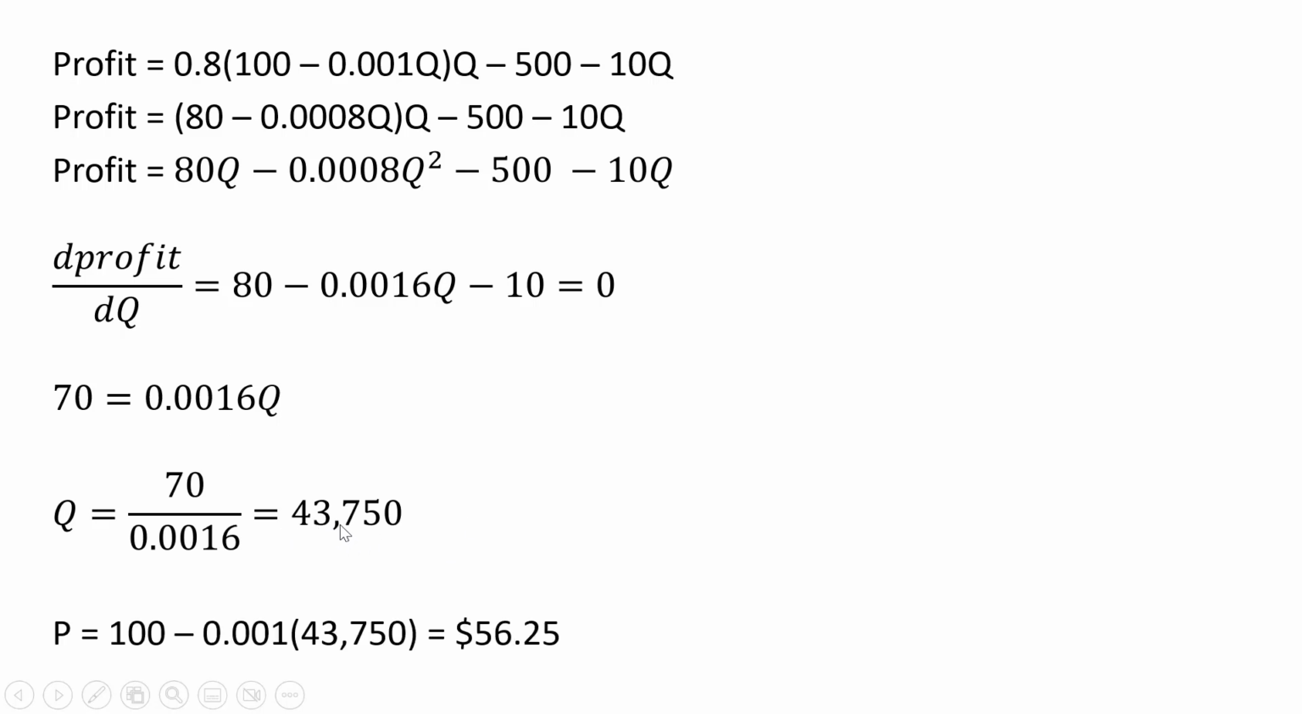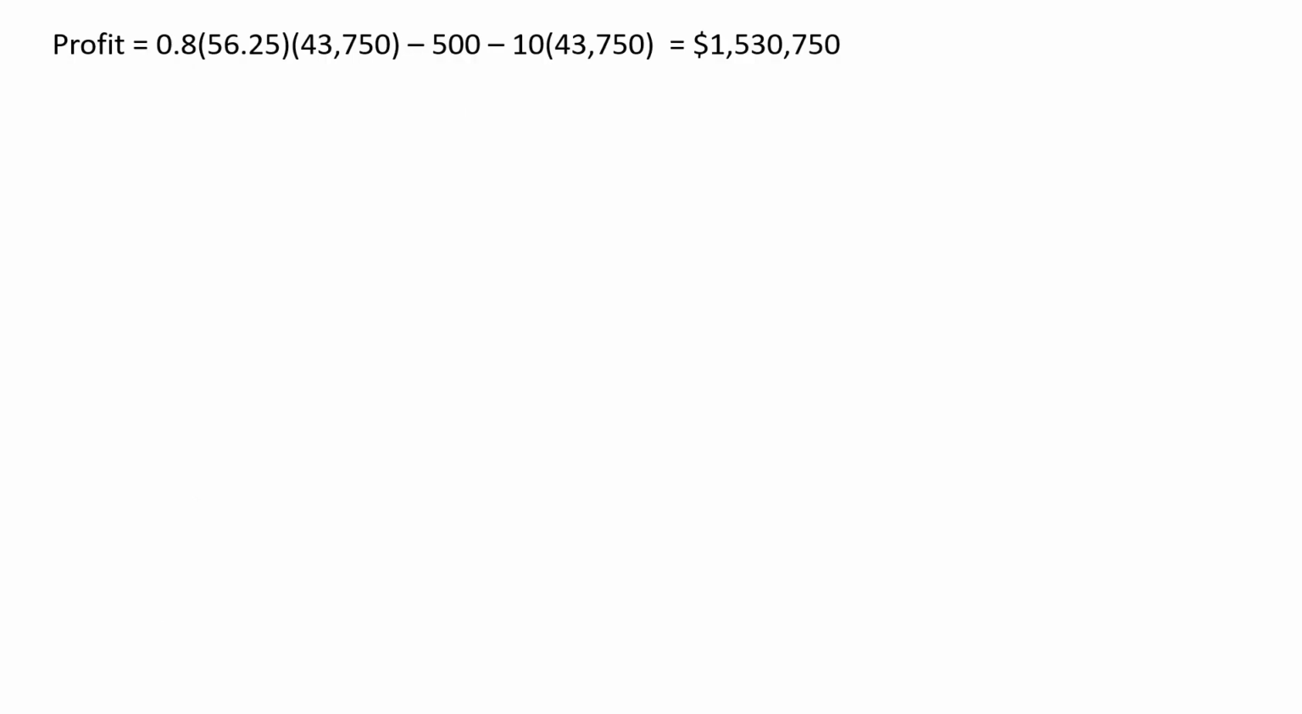To get the profit maximizing price, take the number of textbooks here and plug it back into the inverse market demand. And we get a textbook price of $56.25. Profit under this scenario: the publisher keeps 80% of the total revenue, where total revenue is the price of the textbook times the number of textbooks produced and sold. And then we're going to subtract out total cost here. And we get an answer here of about $1.5 million.